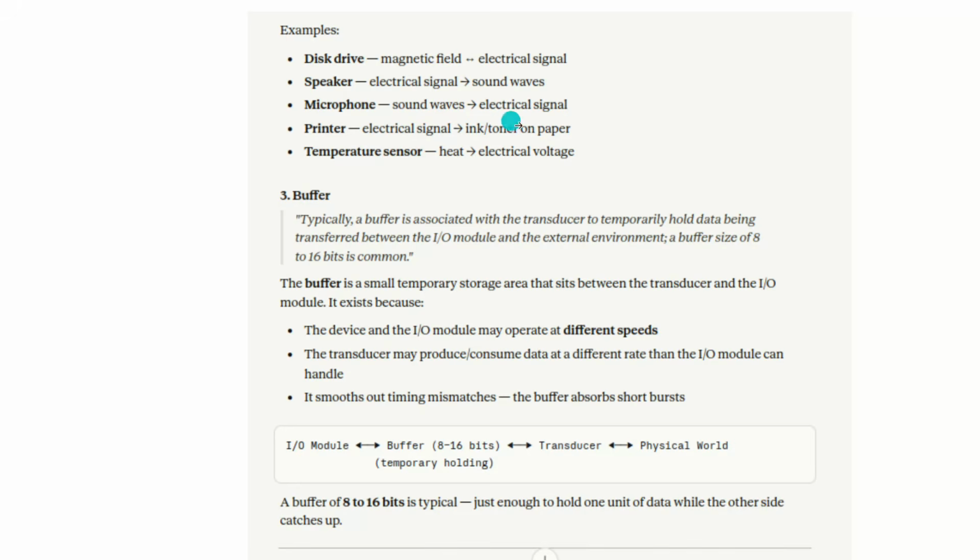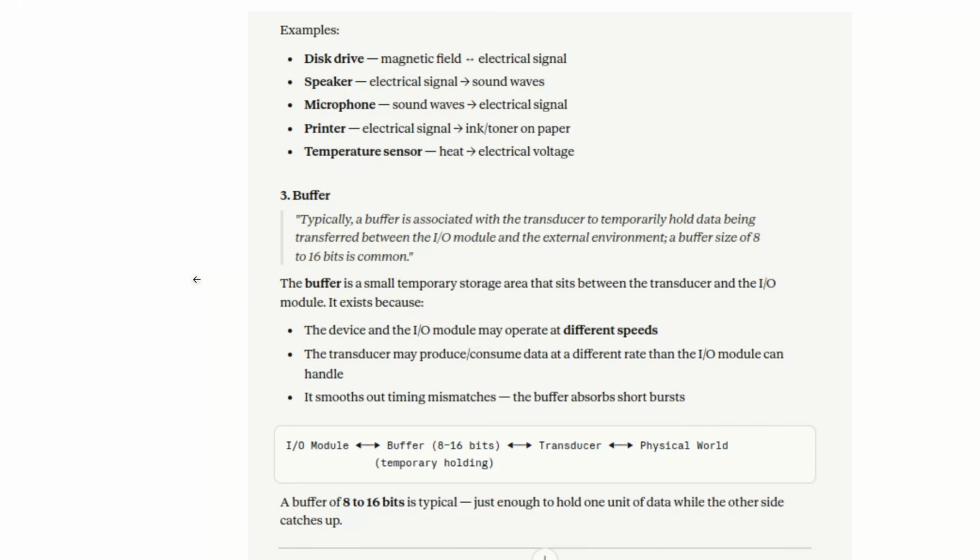That conversion is what the printer is doing. Electrical signals have to be converted into ink on the paper, right? So that is what the printer is doing. Now, that conversion of energy: the temperature sensor, what does it do? It will sense the heat. So the heat signal has to be converted to an electrical voltage. Then only can the temperature sensor understand, according to this heat, what the electrical value would be, its correct value.